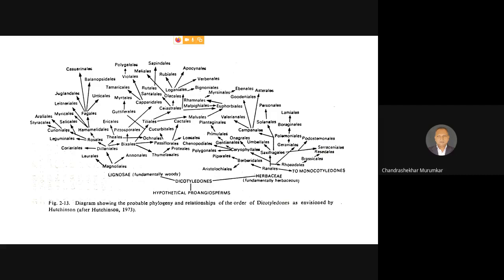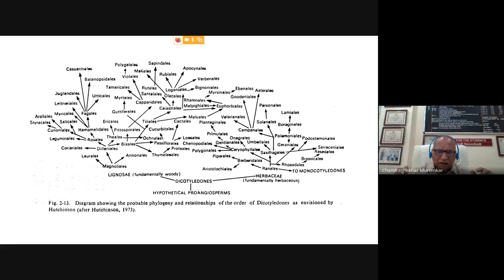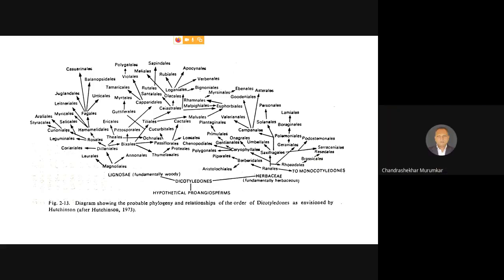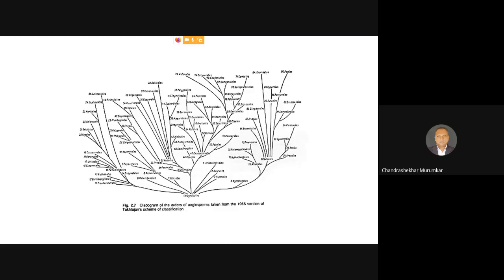So there was another branch, and this branch was to categorize all these angiosperms, all these genera, and all these 4 lakh species into either the C3 pathway or the C4 pathway. And then a question mark was raised: how are you going to justify this on the basis of evolution? So this was the trend which was proposed by Hutchinson. A similar trend was again provided by Takhtajan.